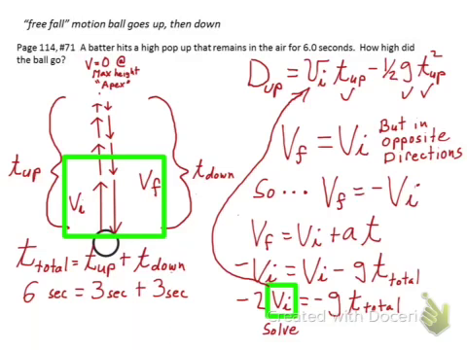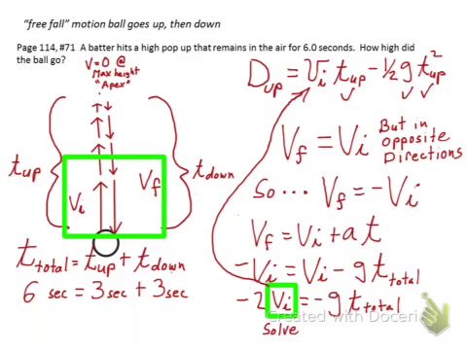Notice down here I use t total instead of t up. Why do I use 6 seconds instead of 3 seconds? Because v initial and v final are separated by a total of 6 seconds. V final becomes the same as the negative of v initial only after 6 seconds. After 3 seconds, velocity has become 0. So that's why I use t total instead of just t up to get the initial velocity.